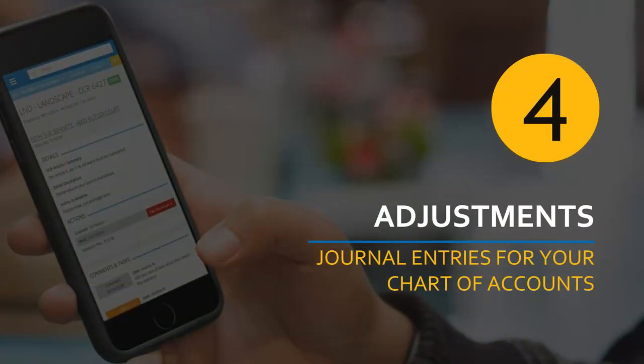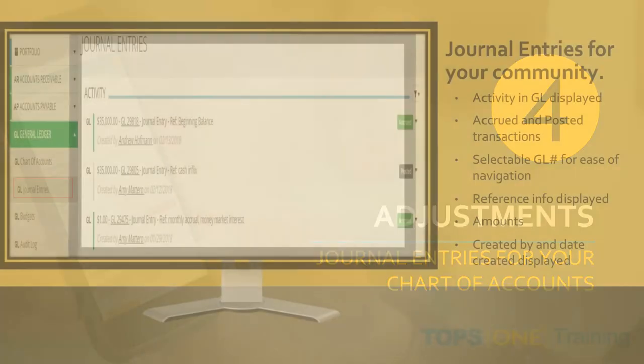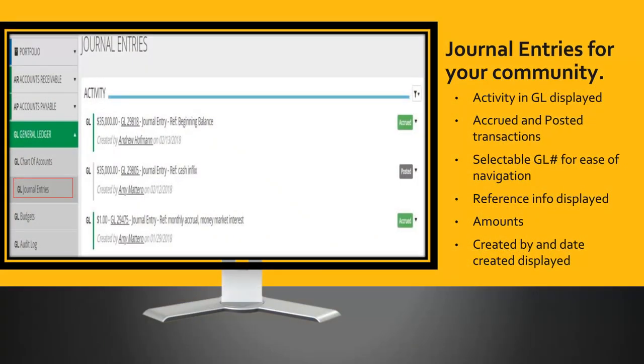Chapter 4, Adjustments. Journal entries for your chart of accounts. From the left-hand navigation under General Ledger, GL journal entries can be selected. The activity in GL is displayed. Accrued and posted transactions can be viewed here. A selectable GL number for the ease of navigation. Reference information is displayed, amounts, date, and created displayed as well.